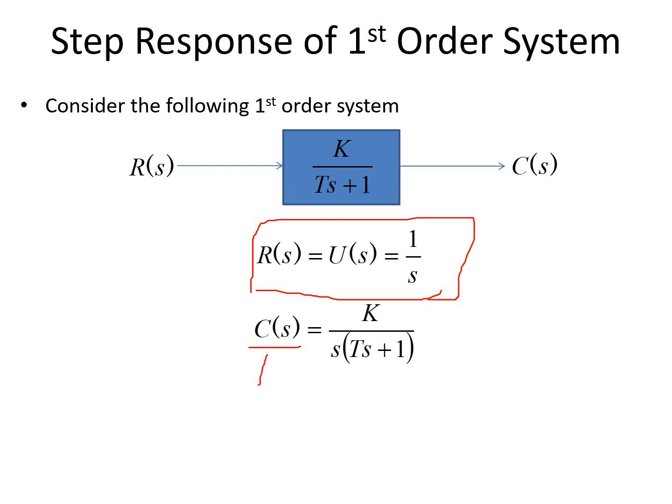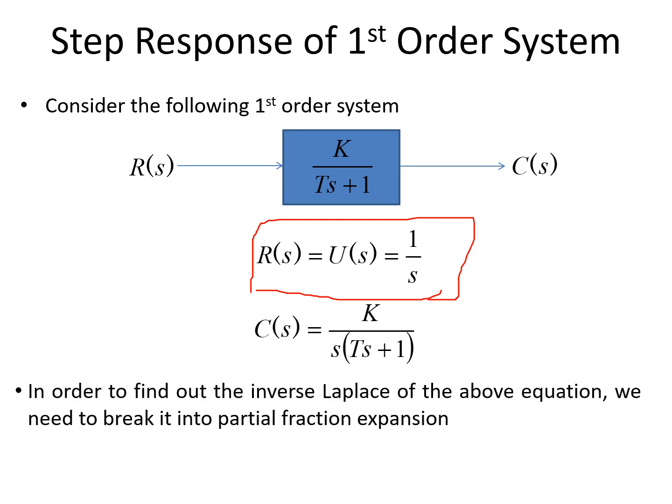The transfer function is usually represented as T of s equal to C of s by R of s. If I cross multiply this R of s, you will be multiplying this by 1 by s. So C of s for this unit step signal is K divided by s into Ts plus 1. Now we will find the inverse Laplace transform of the equation for C of s.